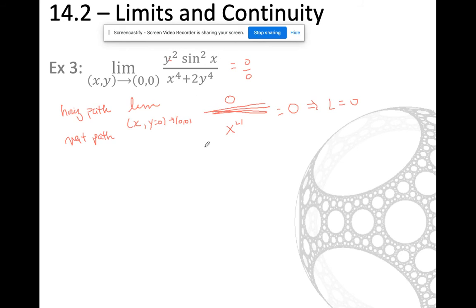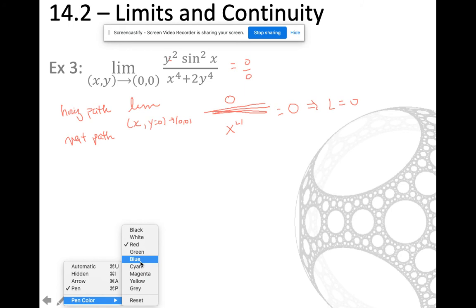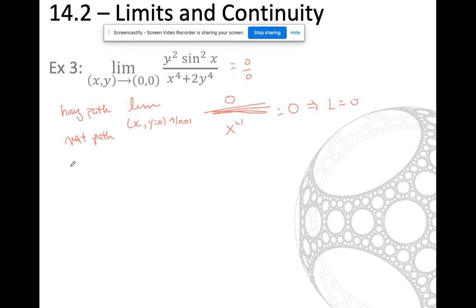And I hope you can see the same thing would happen if I put in x, right, if I held the other one constant. So both of those limits are going to be 0. What happens then? My next one is my diagonal path.